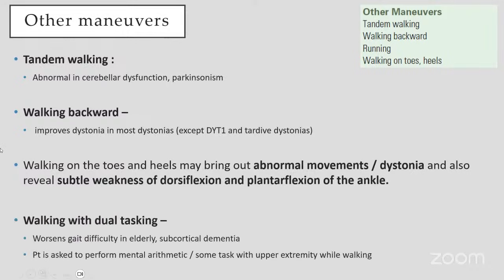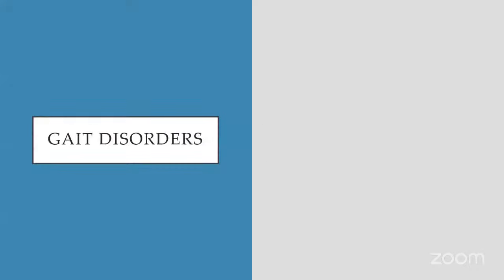This we've already discussed. Walking with dual tasking worsens gait difficulty in the elderly or in subcortical dementia. The patient is asked to perform mental arithmetic or some task with the upper extremity while walking.